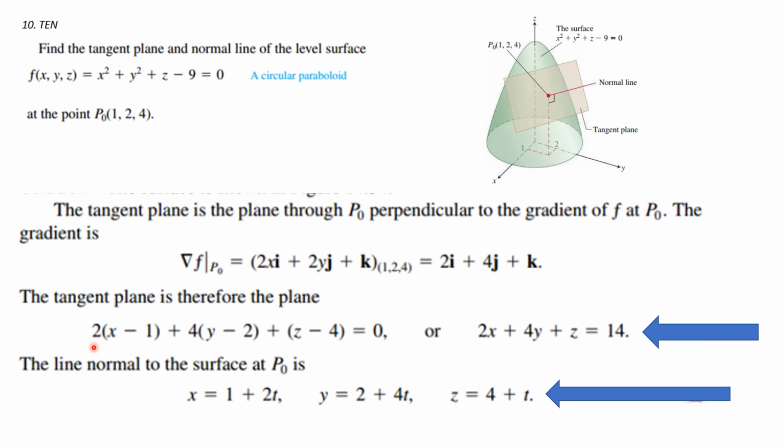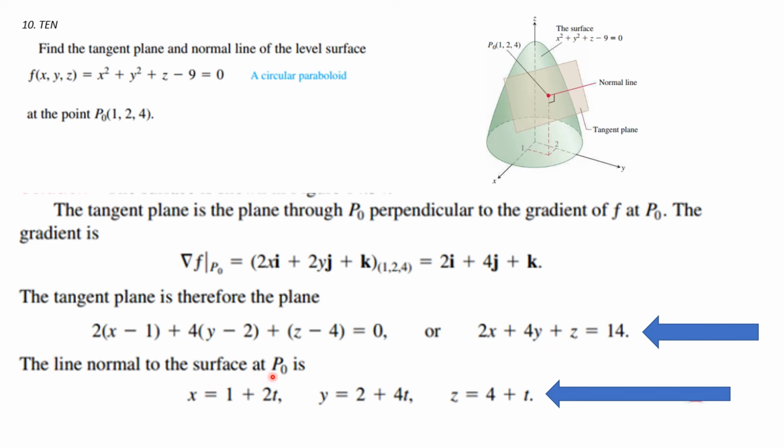So it is 2, and this is the point x minus 1. This is 4, y minus 2. And this is 1, and this is z minus 4 equal to 0, and it could be simplified to look like this. So that is the tangent plane.